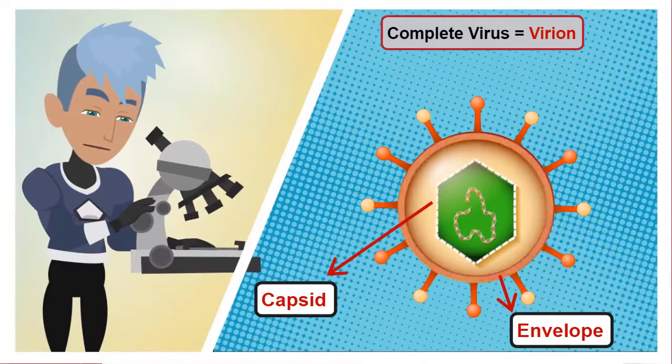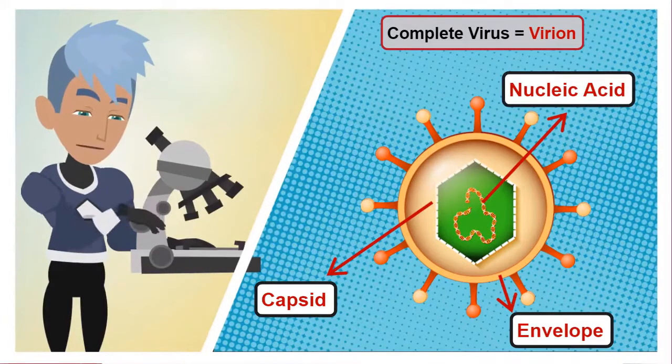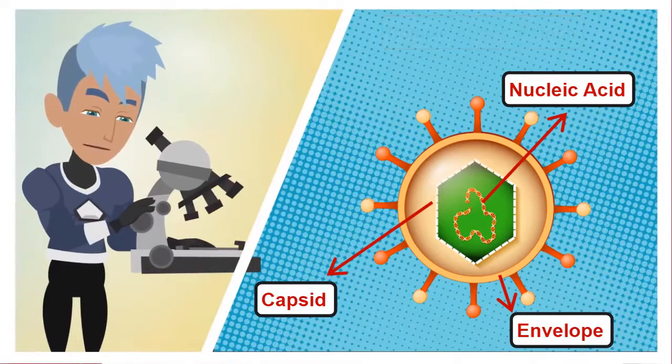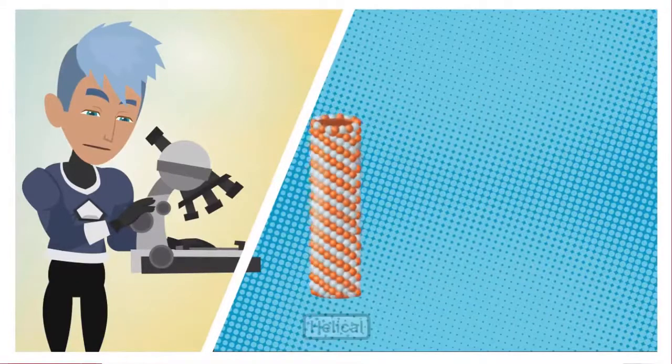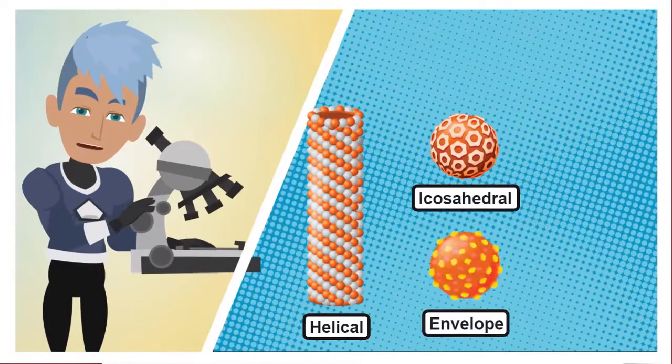Inside the capsid, we can find the nucleic acid, which can be DNA, RNA, or both. Viruses also have sugar or lipids. They possess many shapes: helical, icosahedral, enveloped, or complex.